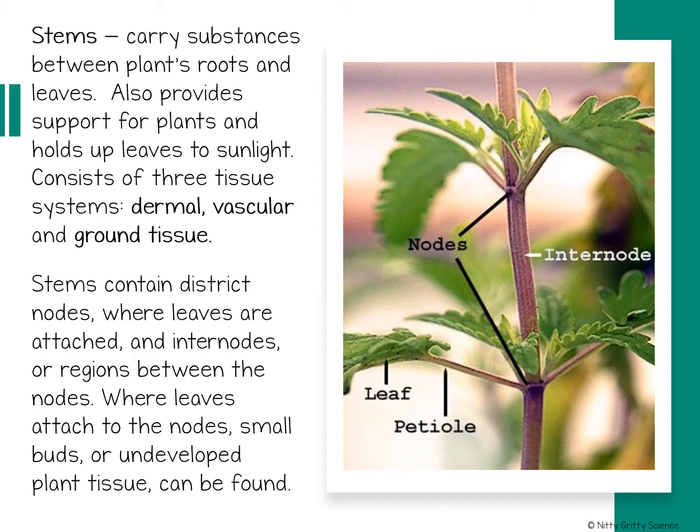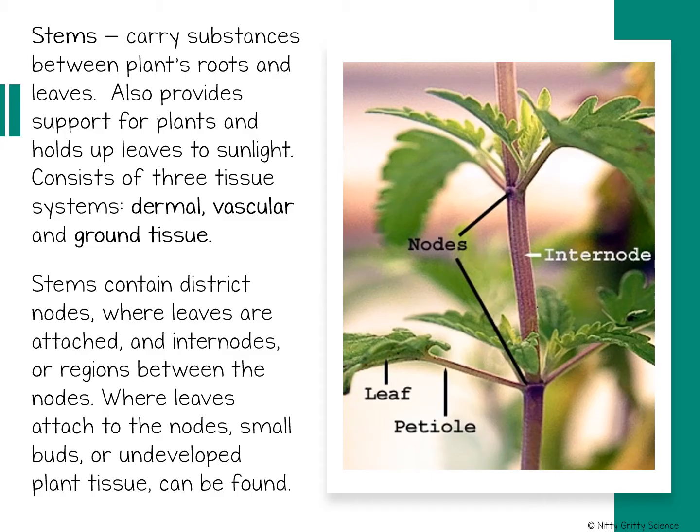Plant stems have two main functions. They carry substances between the plant roots and the leaves, and they also provide support for the plant and hold the leaves so that they are exposed to the sun. Stems can either be herbaceous, which means they contain no wood and are soft, or they can be woody with hard, rigid stems like maple trees and roses.